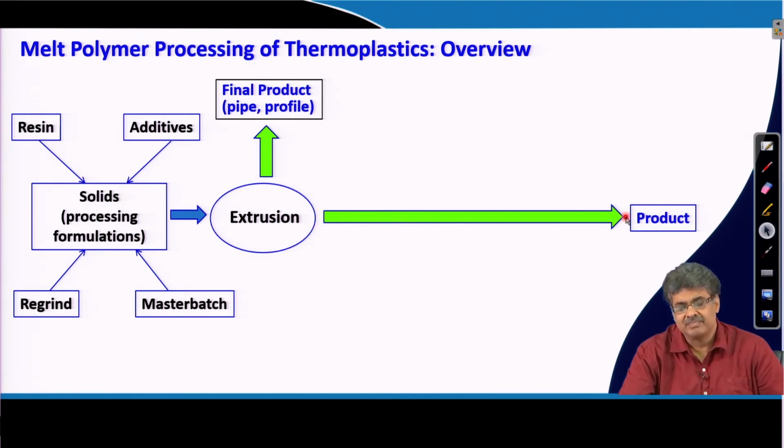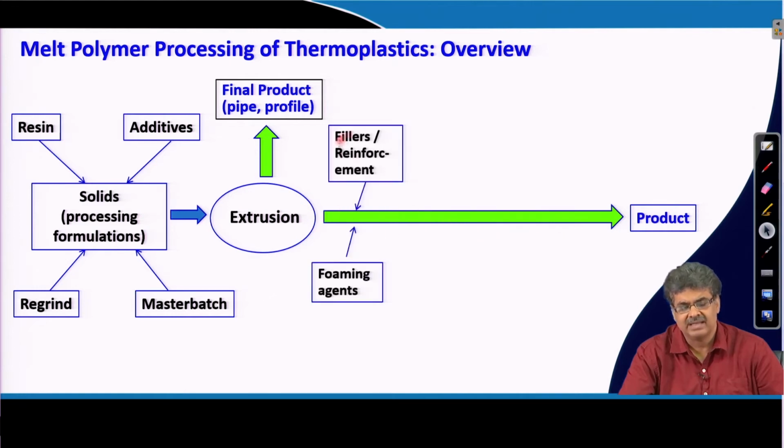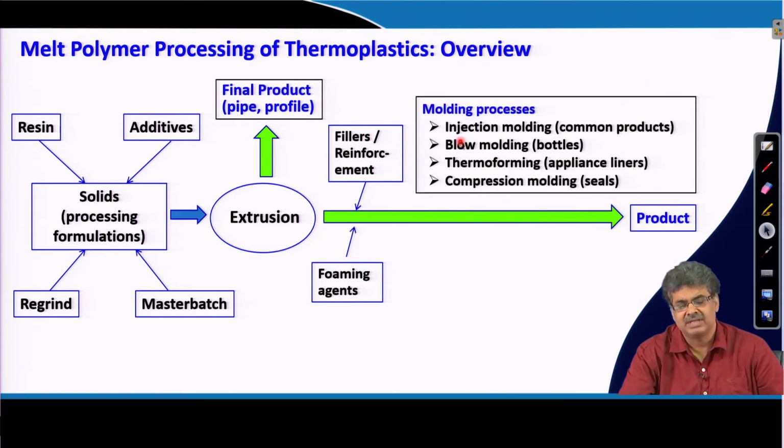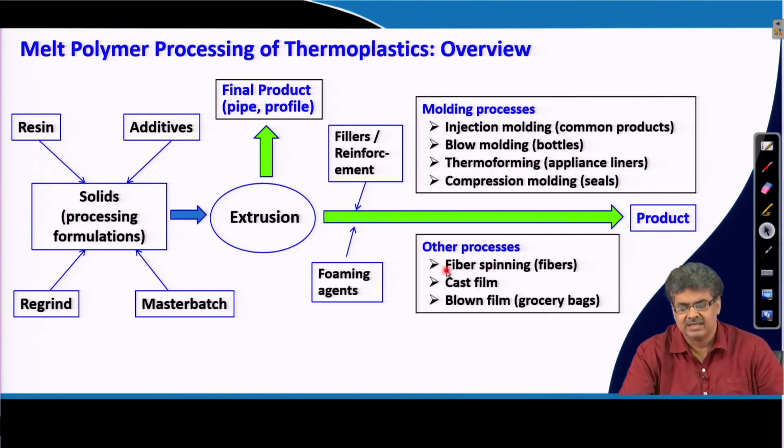but in most cases these extruded products are followed by a second step, the molding step, to make most of the products. In this molding step we add other components like fillers, reinforcement agents, foaming agents, and we do this molding process, which could be different types of molding: injection molding, which is used for common products, blow molding, thermoforming, compression molding, and we can do other processes like fiber spinning, film casting, blown film for grocery bags, like that.